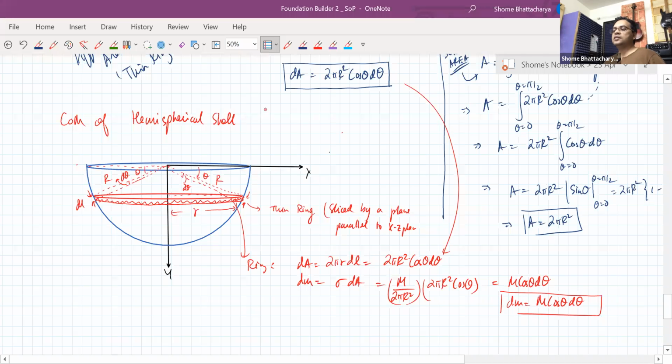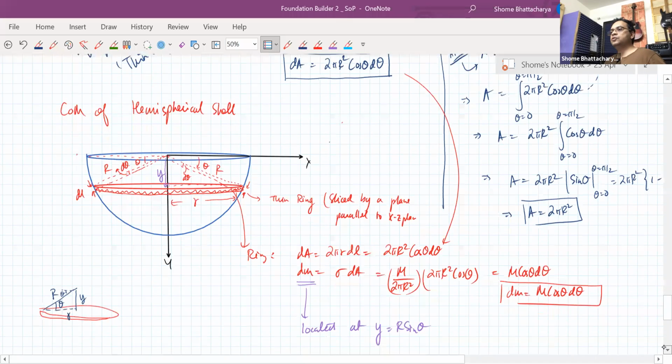Now what is the y coordinate of this thing? It is this one. This is the y coordinate. So this dm is located at y equal to, now see in my diagram, what will that y be? It will be R sine theta. Is that correct? Right, this is correct now? Yes, sir. This distance is y, this distance is capital R, and this distance is small r. Okay, and this angle is theta. So y is becoming capital R sine theta.